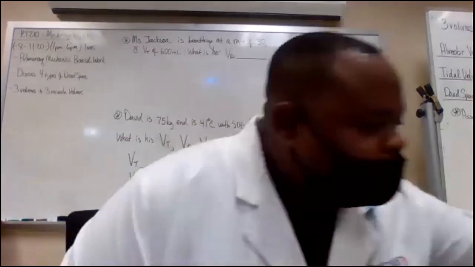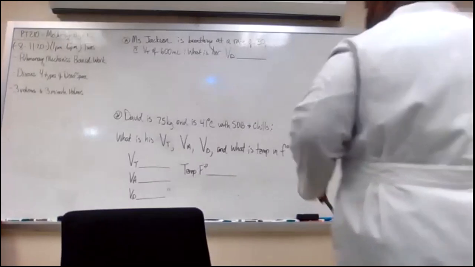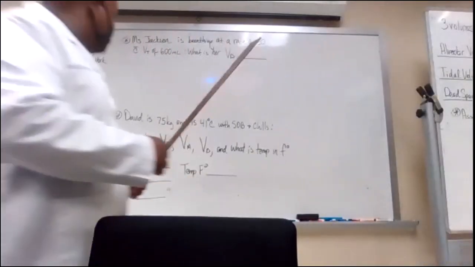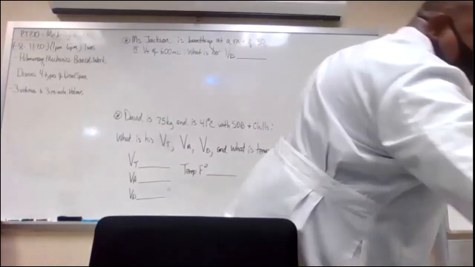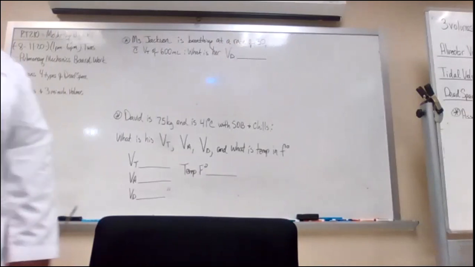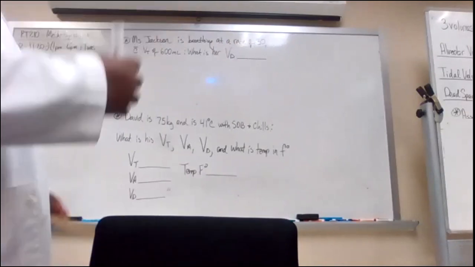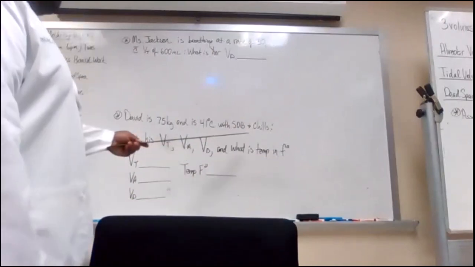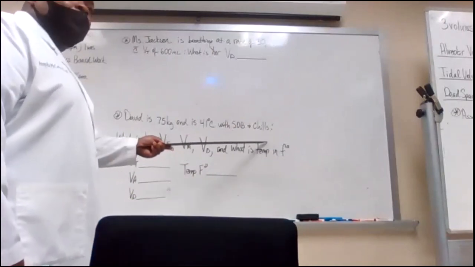So let's look at it. All right. David is 75 kilograms, right? 75 kilograms, and he's febrile at 41 degrees Celsius. So he's febrile. That means fever, right? Afebrile means no fever. So he's febrile, and he has shortness of breath and chills.